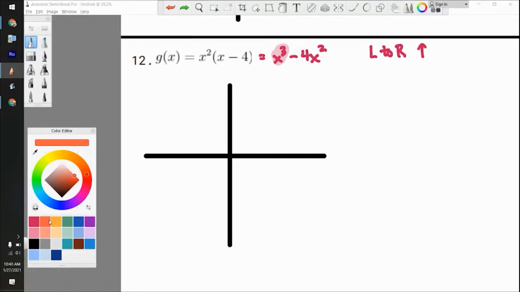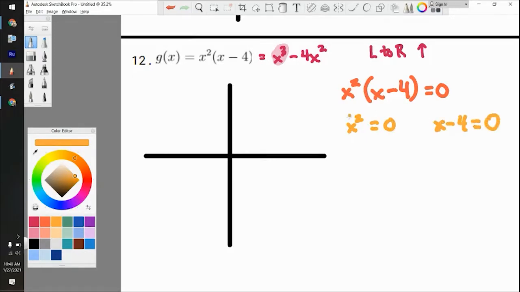We good so far? Okay. So let's start with the original because it's already factored, and we're going to find the X-intercepts. To find the X-intercepts, you just set this equal to 0, and you solve. Okay. So that means you set x squared equal to 0. And you set x minus 4 equal to 0. So I set each of their factors equal to 0.